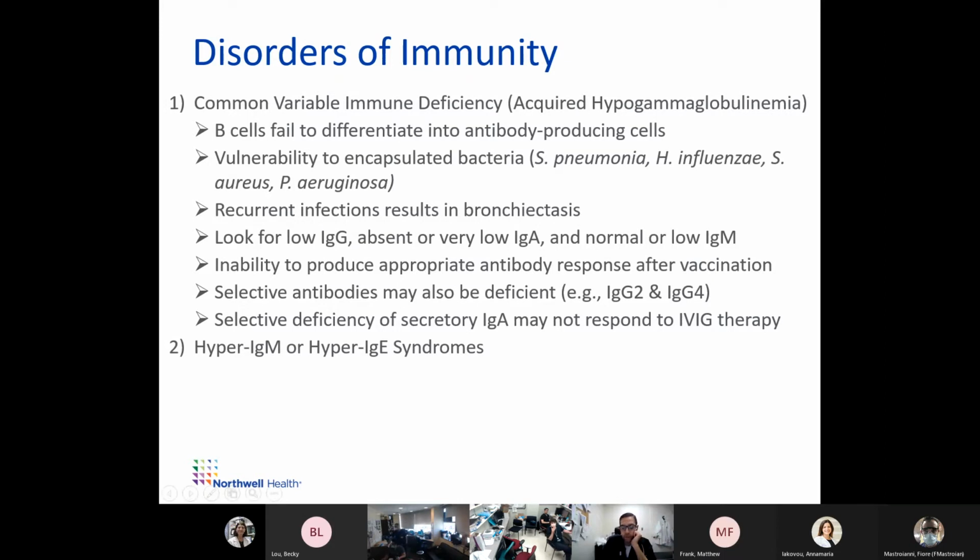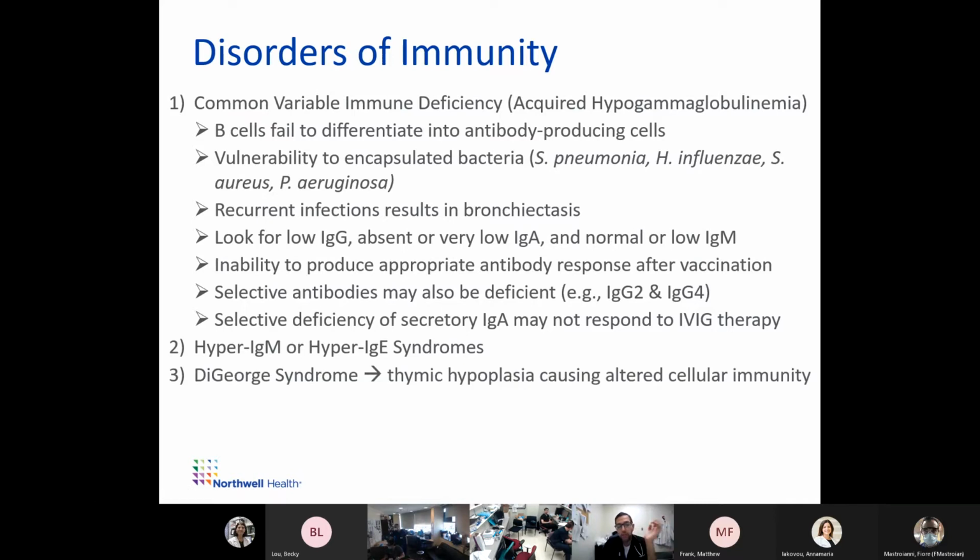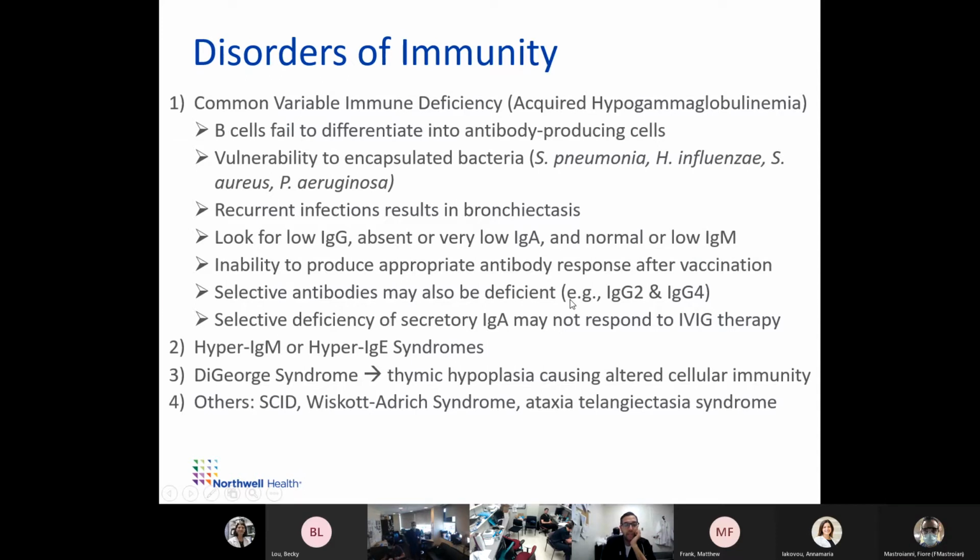Other disorders of immunity that can happen are hyper IgM or hyper IgE syndromes. Dr. Steinberg was telling me about a patient he has with Job syndrome, hyper IgE syndrome, with severe bronchiectasis. Other ones include the DiGeorge. They're very rare. We honestly don't really see these that often. Dr. Steinberg has a subset of patients that he sees regularly with some of these conditions.